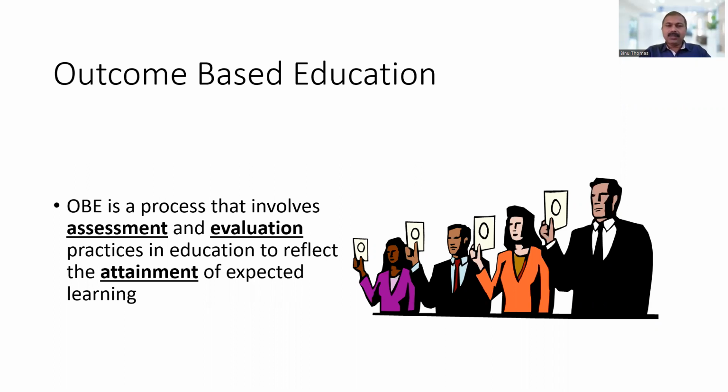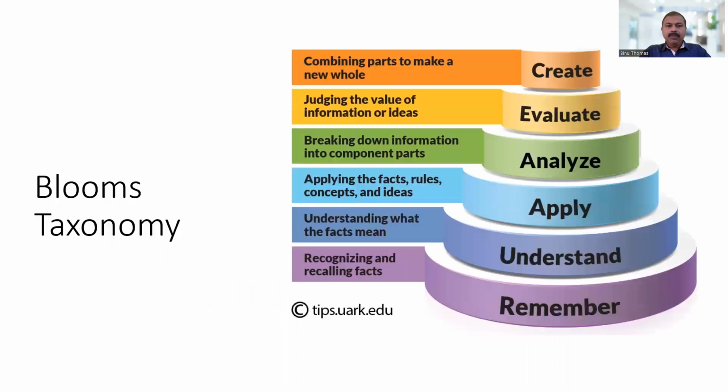Outcome-based education is a change in our attitude towards the teaching-learning process, where we ensure the expected learning of our participants through various teaching, learning, and assessment activities. When we think about outcome-based education and the expected learning levels of our students, we need a basic idea about Bloom's taxonomy, where the different levels of learning are defined.